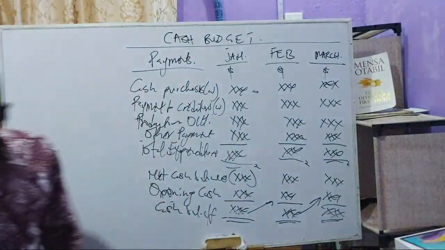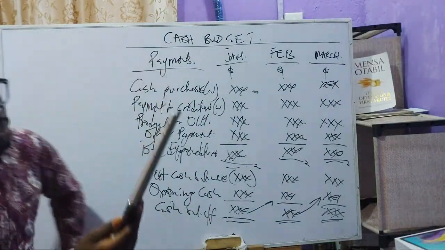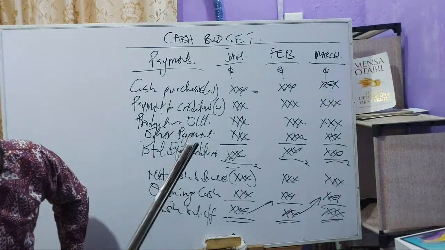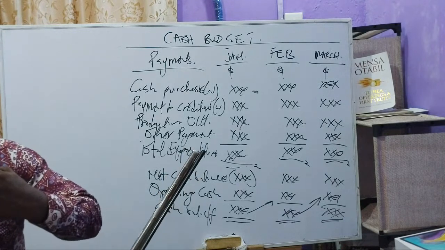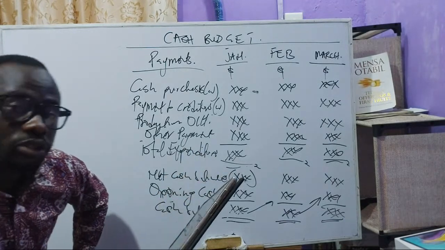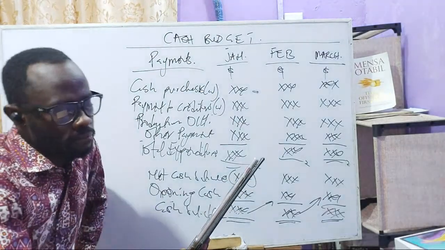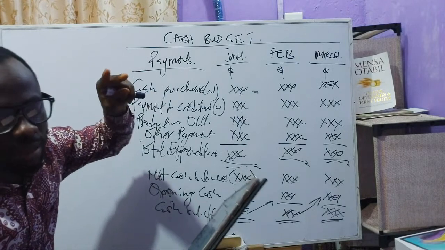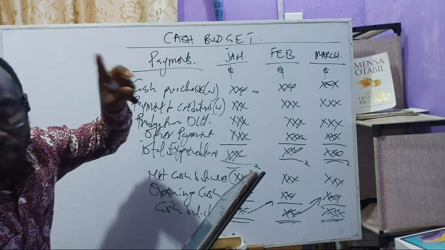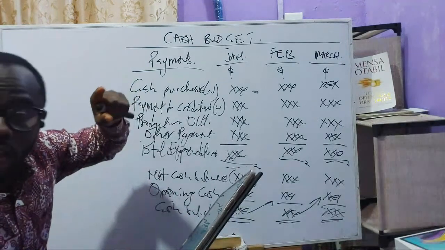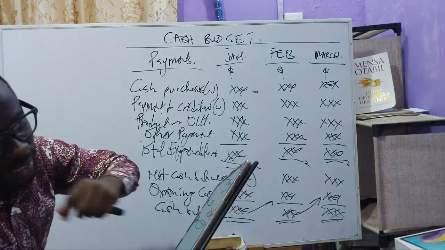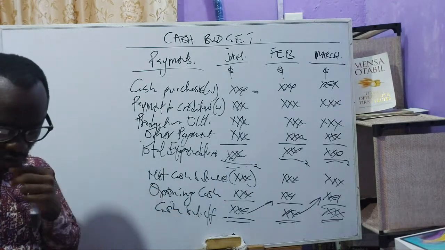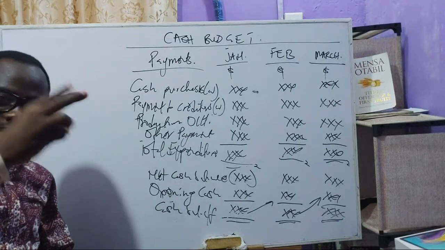So let's see what we have here. The first question is, like I said, the requirement there is prepare a purchases budget of Royal Music Limited for July through to October. So we are preparing for July, August, September, and October.